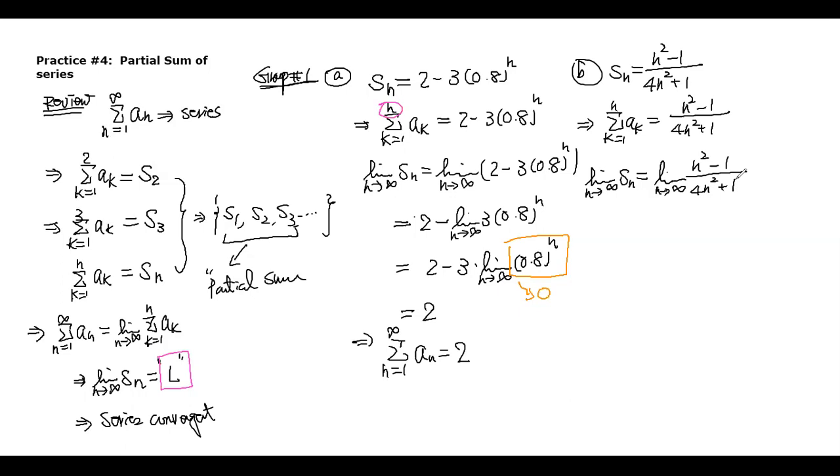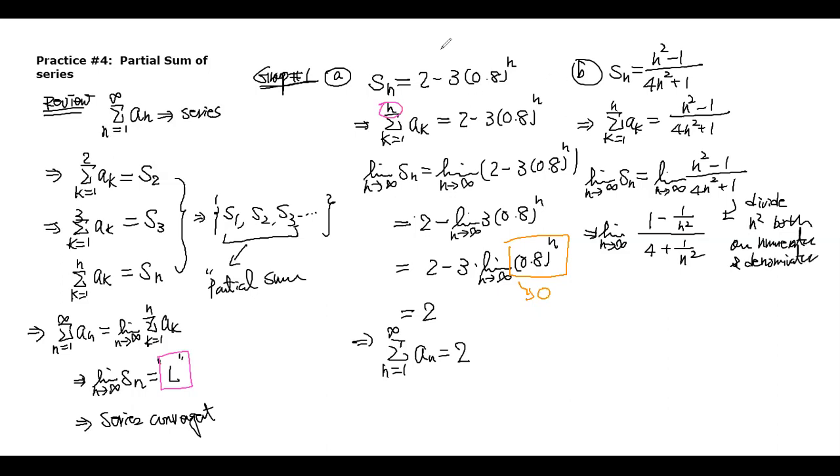Remember what we did in the previous one. Because they have the same exponents, the same degrees, we can divide by n squared. So this will be 1 minus 1 over n squared, then this will be 4 plus 1 over n squared. So from here to here, what I did was divide by n squared on both the numerator and the denominator. Correct?